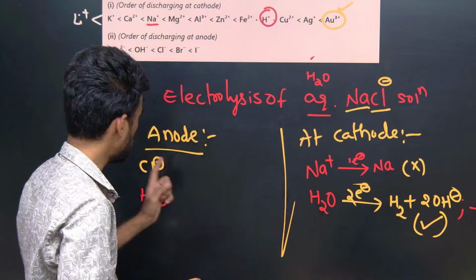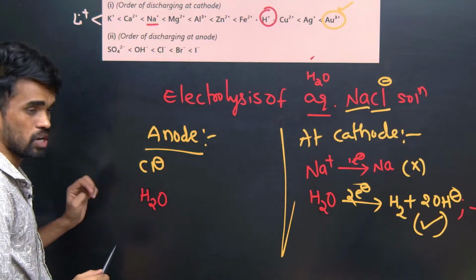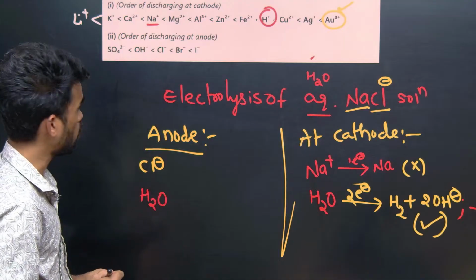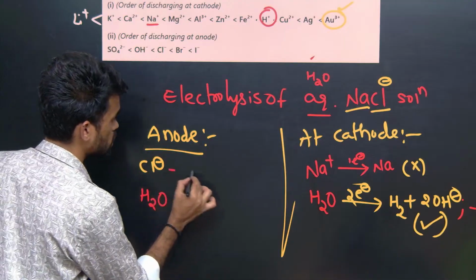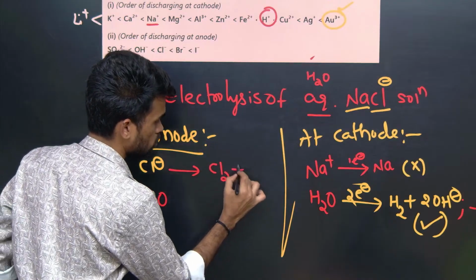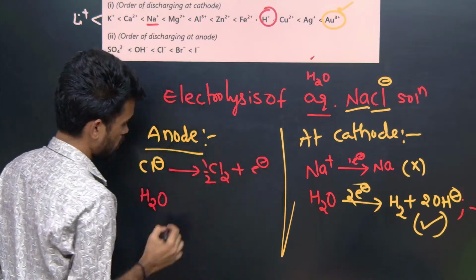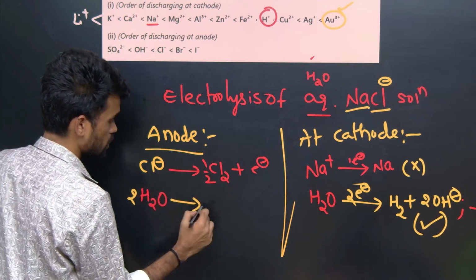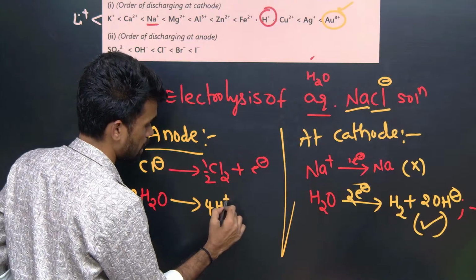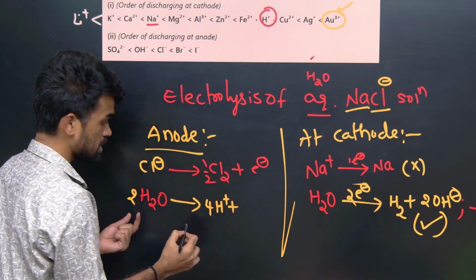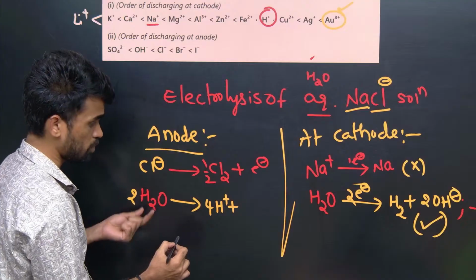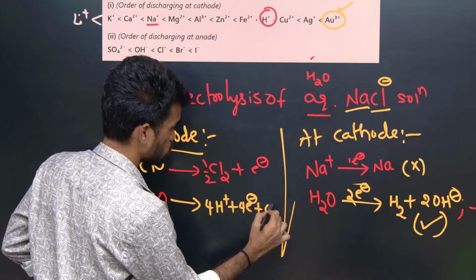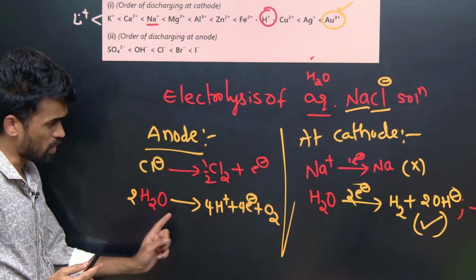Like this. So here out of these two, which will discharge first? As per this order, chlorine should undergo oxidation and should release Cl2 plus electrons. And if water is undergoing oxidation, take 2 moles, it will form 4 H plus ions, and after this, by loss of electrons, it releases 4 electrons plus O2 gas. So remember what products are formed here.